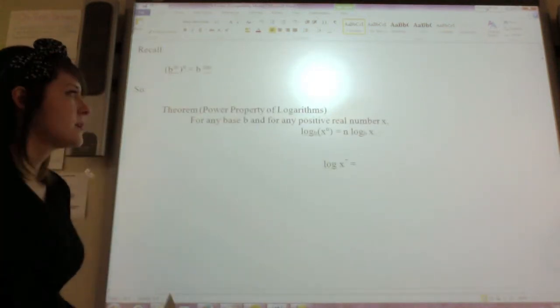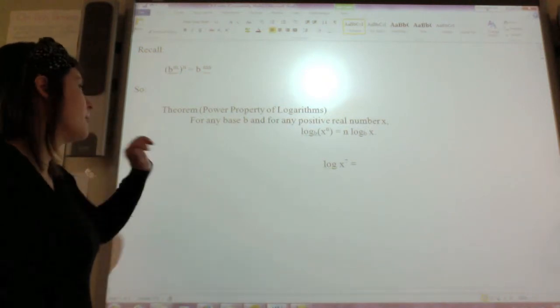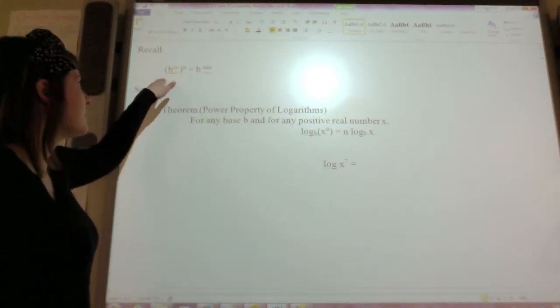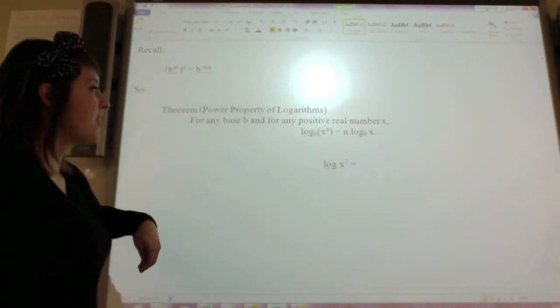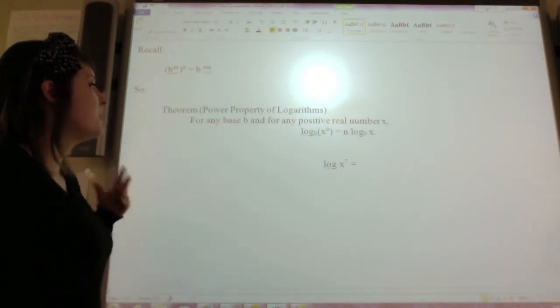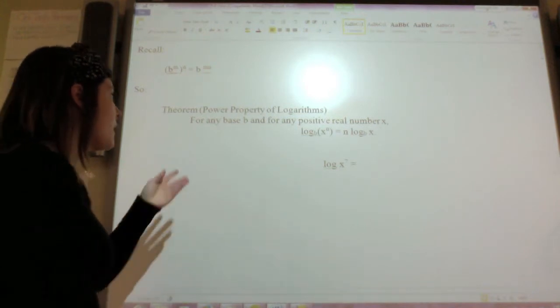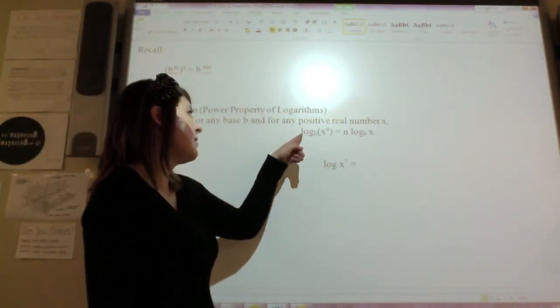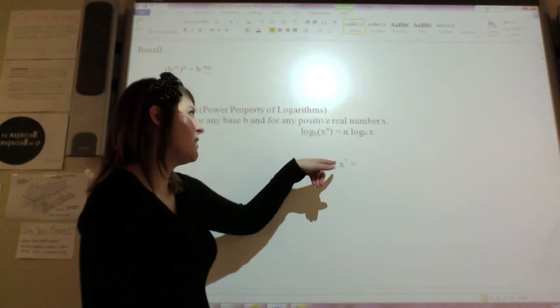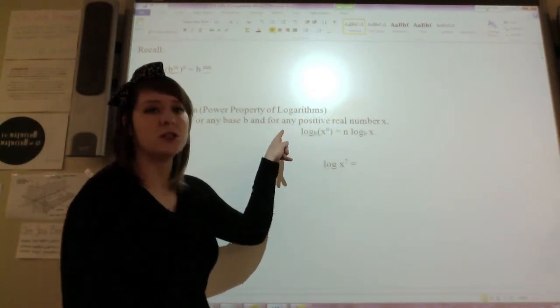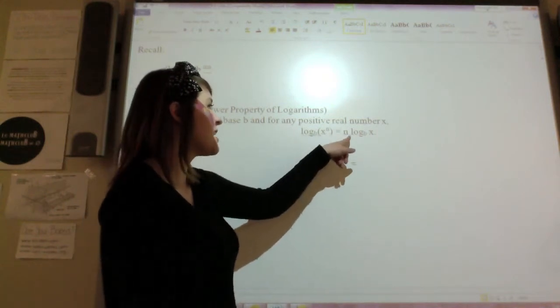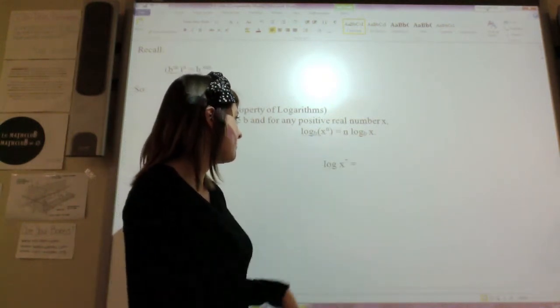Alright, our next rule is our power to a power rule for exponents. I know that if I'm raising some sort of exponent to another power, I'm going to multiply those exponents together in order to figure out my answer. So with logarithms, if you have log base b of x to the n, you can move that power down to the front and change it into a multiplication. So it would be n times the log base b of x.